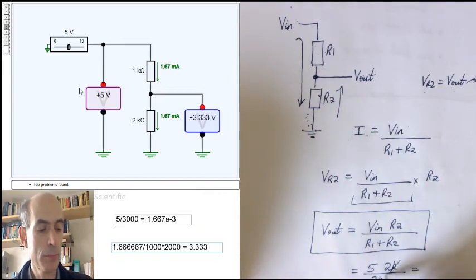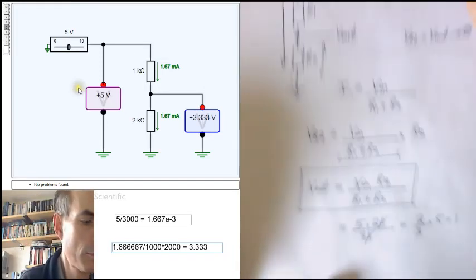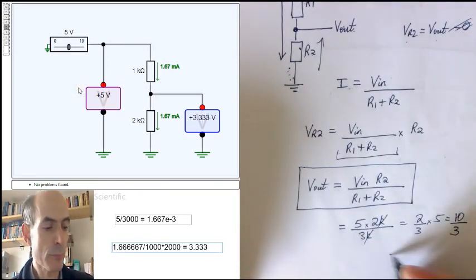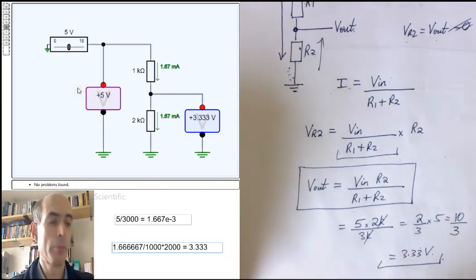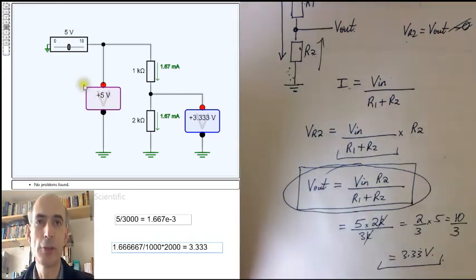Vin is 5 volts, R2 is 2K, R1 plus R2 is 1K plus 2K, which is 3K. So the answer would be 2/3 of 5, which is 10 over 3, which is 3.33 and so on volts. But that is the key important formula that it's really useful to just know.